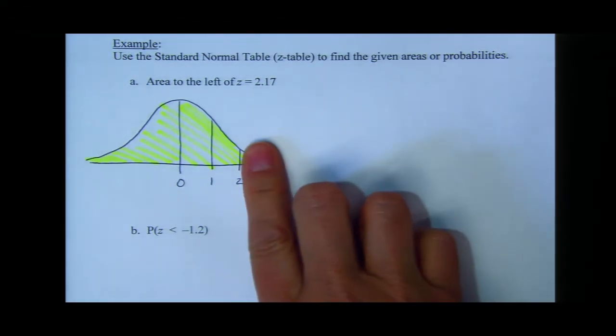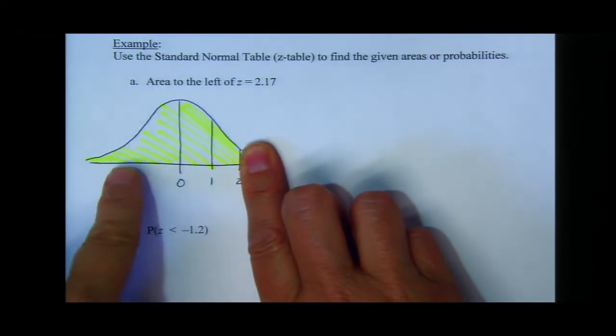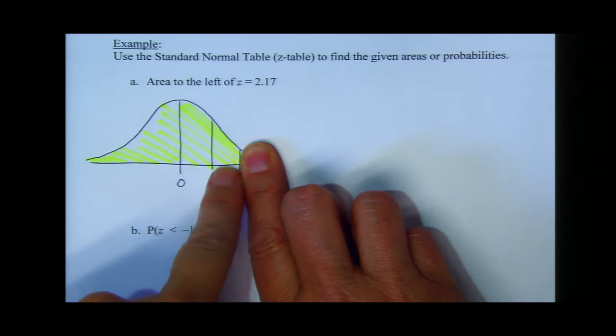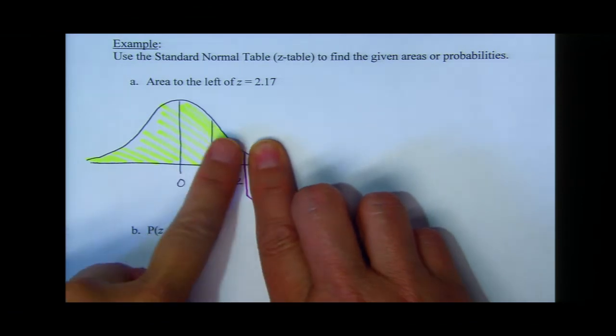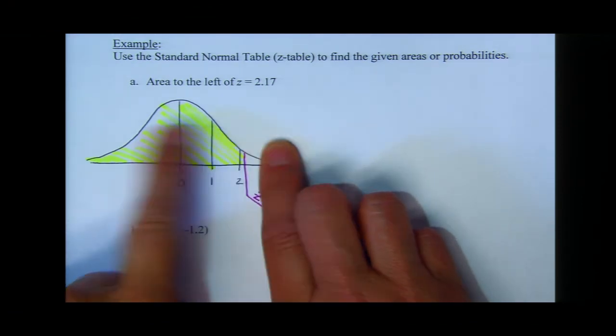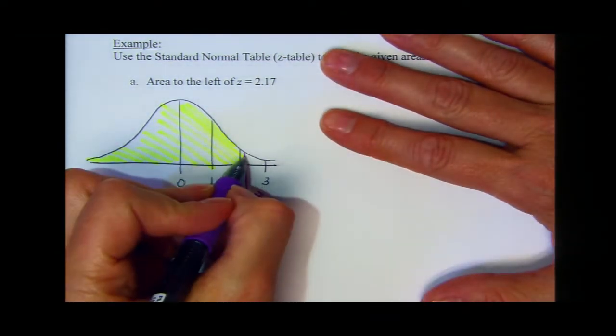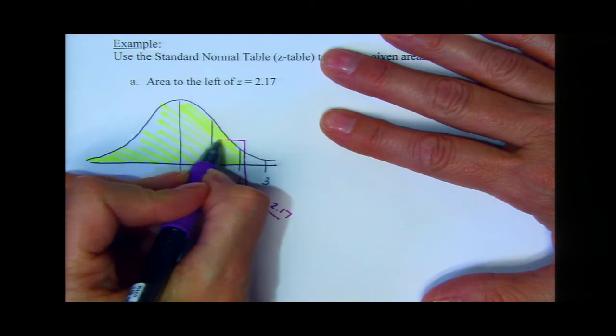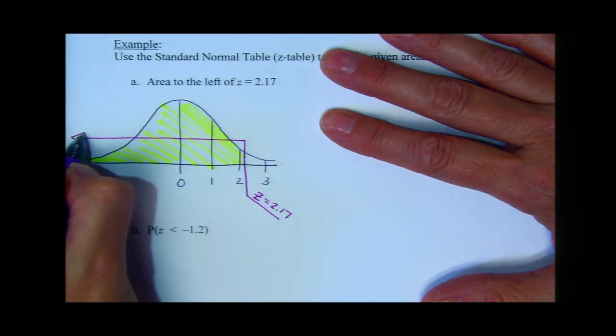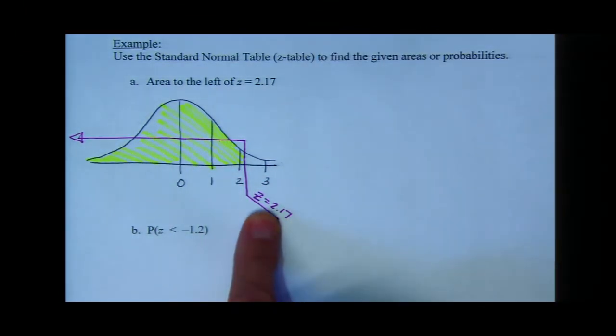Now, I can tell you how much is here. There's 50% plus 34% plus 13.5%. But I don't know how much is in this little bit. Now, what the table is going to tell us, because we have a left-tailed table, is the area that lies to the left of this value.